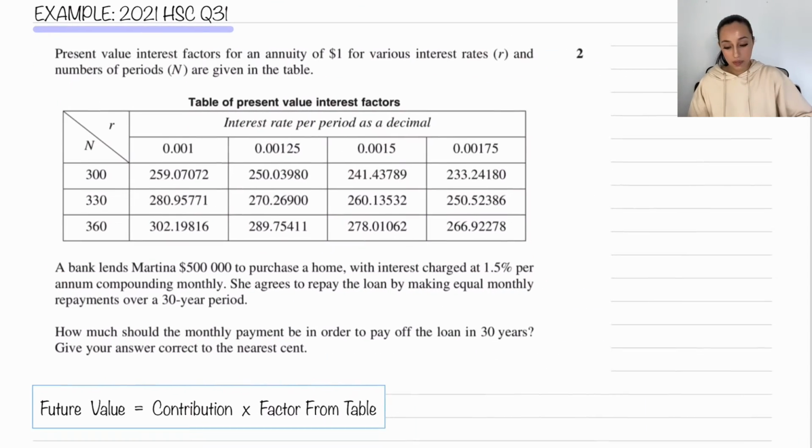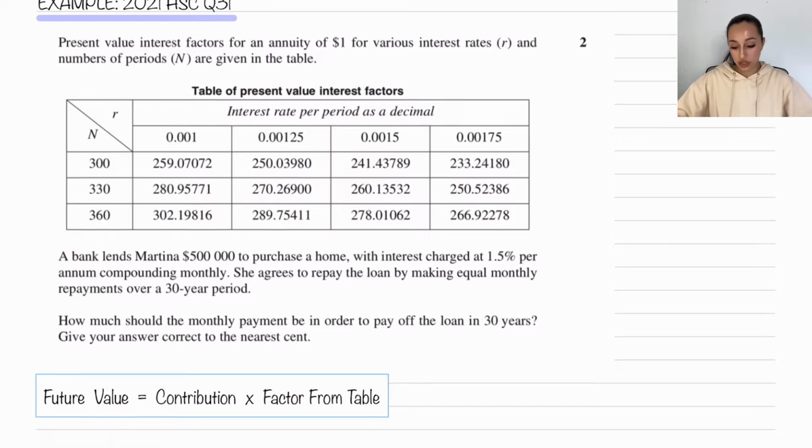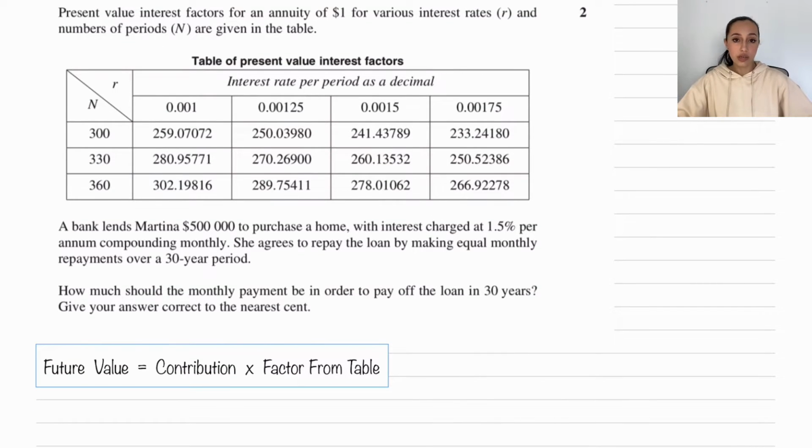Okay, let's look at an example from last year's HSC. Just pause the video to read through that question. So the first thing you should always do is write down the formula that I have in this blue box. Then read through the question and make sure that all of your units are the same.